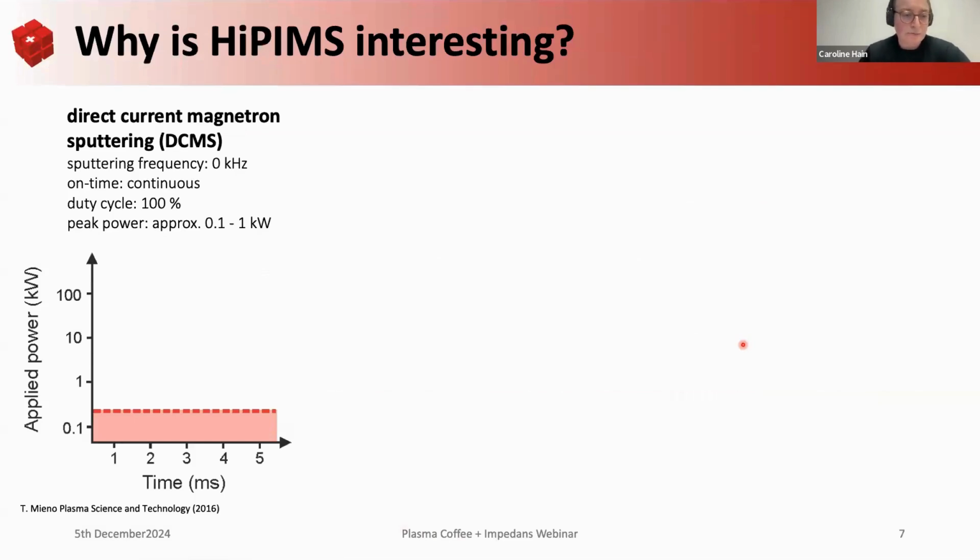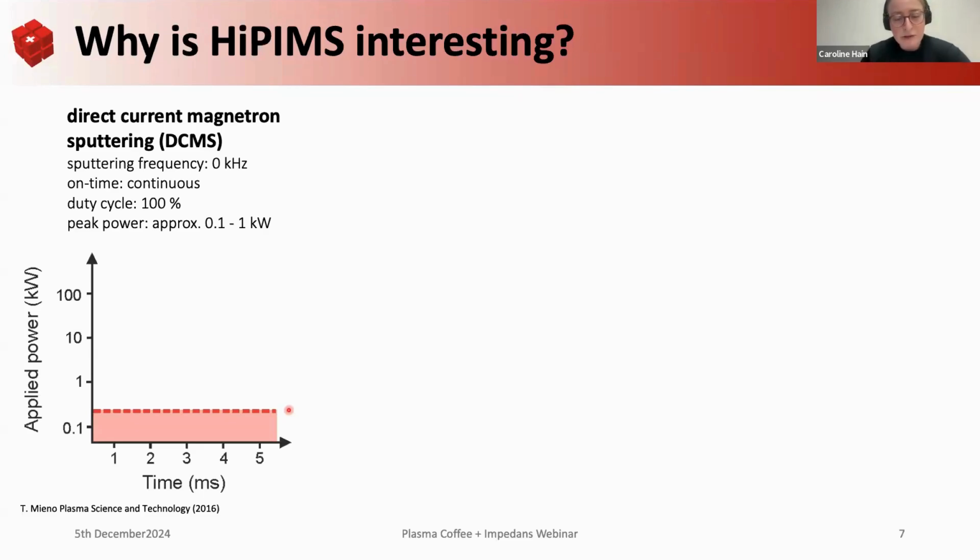So if we look at this in the time scale and also the power that we apply, first consider direct current magnetron sputtering. What happens here is that we have continuous sputtering on time, so 100% duty cycle, and we have peak powers of, let's say, 0.1 to 1 kilowatts, and so we continuously sputter.